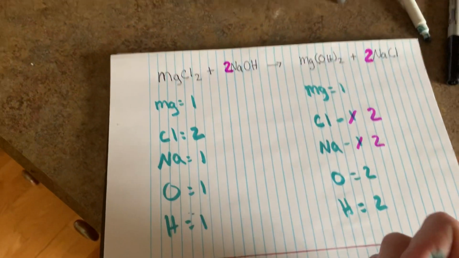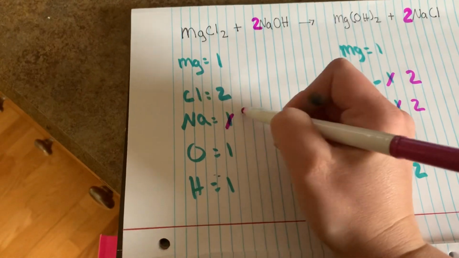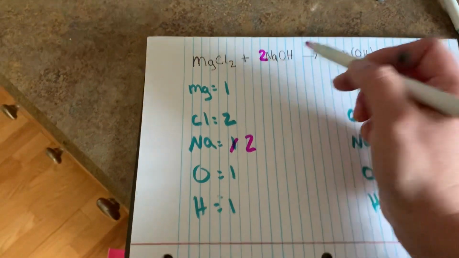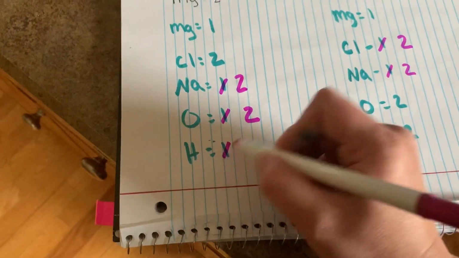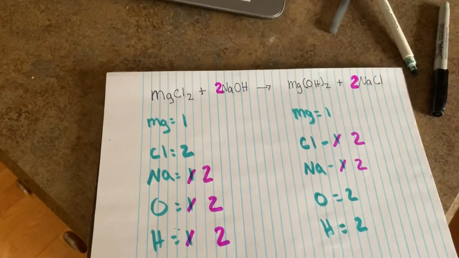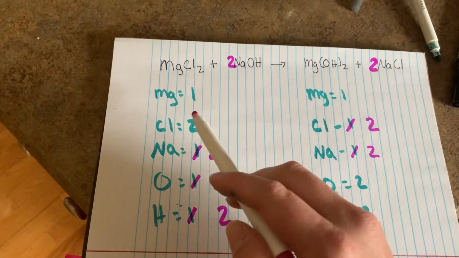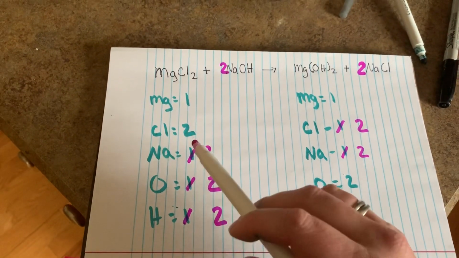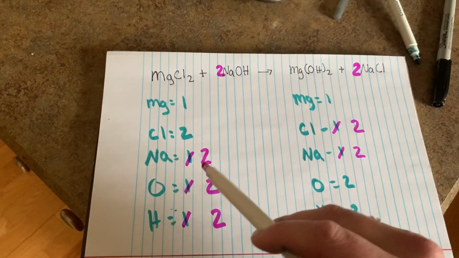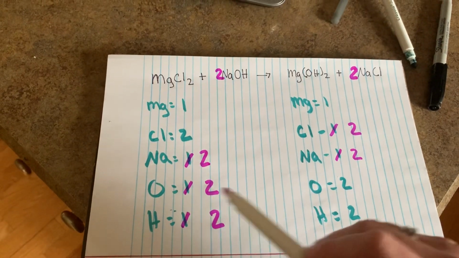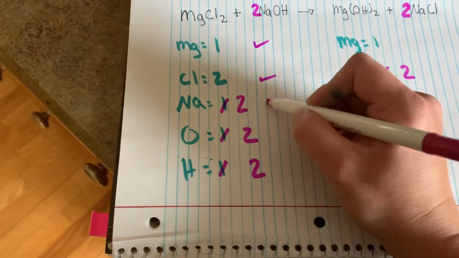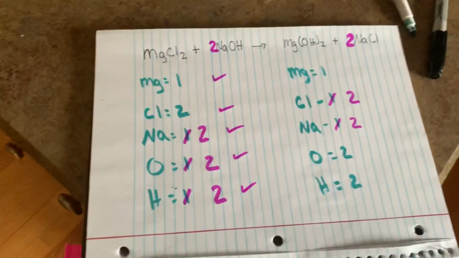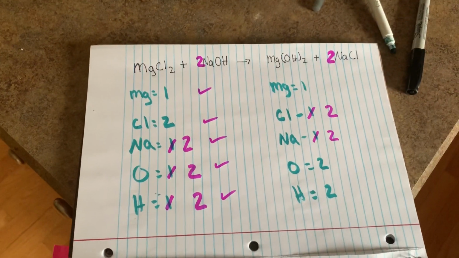So that now puts 2 Na's, 2 O's, 2 H's, and now I need to go back and check again. Mg 1, Mg 1, Cl 2, Cl 2, Na 2, Na 2, O 2, O 2, H 2, H 2. So all of these now match, which means I have a balanced equation.